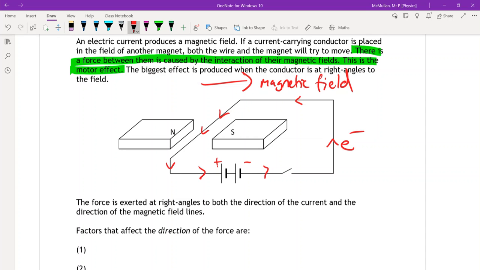So if you take your right hand and you point from north to south, and you align your middle finger with the direction the current is flowing, and I'll do this on the board in a second, your thumb is pointing down. So this wire is going to spin downwards. And I'm going to have to pause the video.